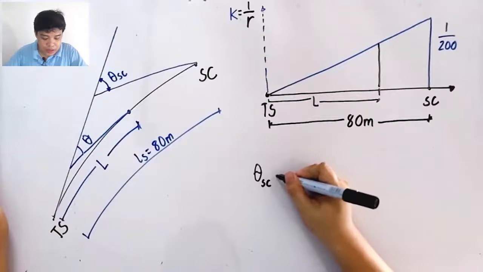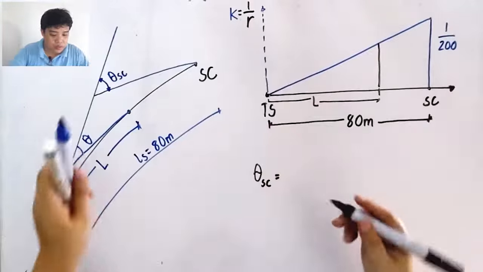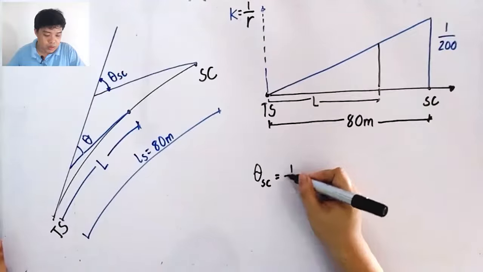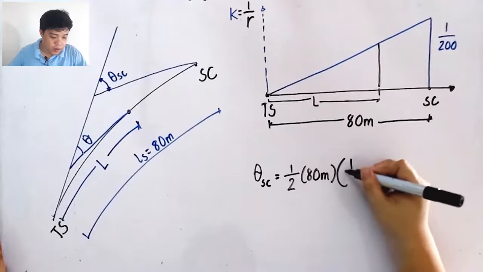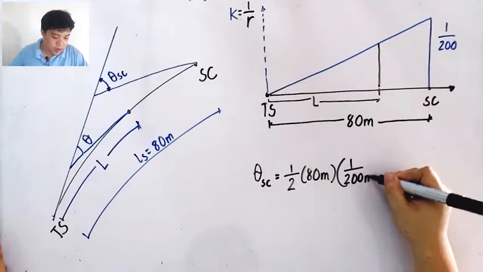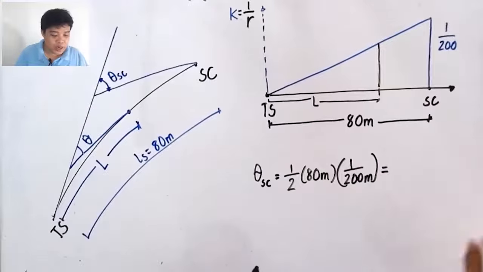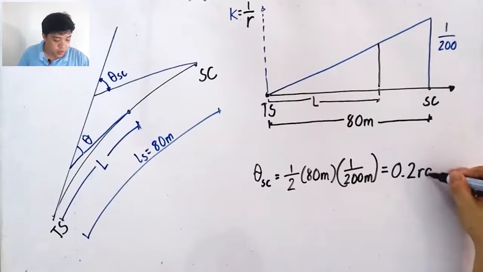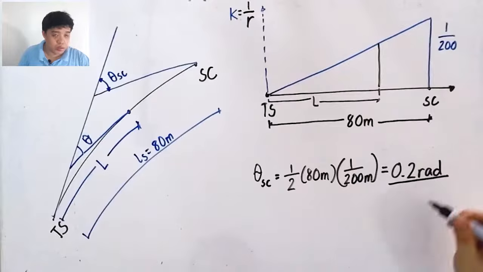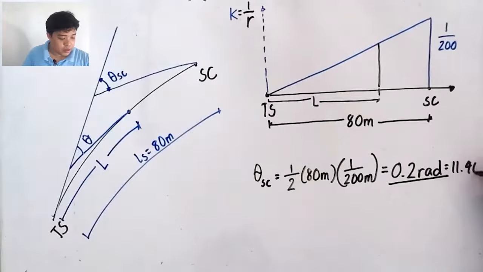If you want to get theta SC, you will just get the total area from TS to SC, which is just a triangle. That is 1/2 times 80 meter multiplied by 1 over 200 meter. This is unitless, which implies that our unit should be in radian. So that is equal to 0.2 radian. If you want to convert it into degree, you just multiply it by 180 over pi. That is basically 11.46 degrees.